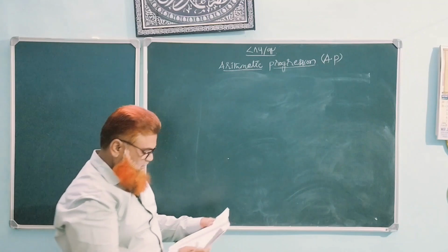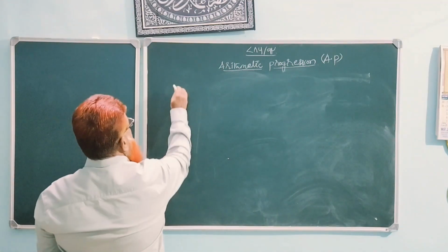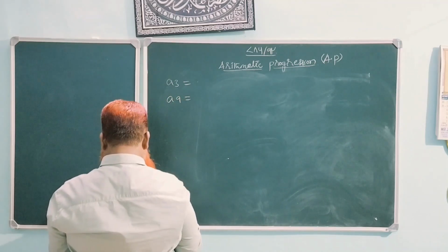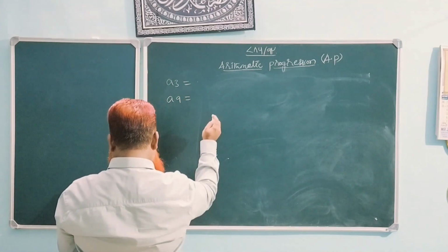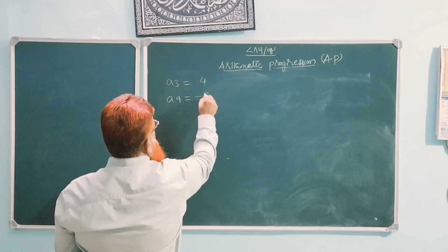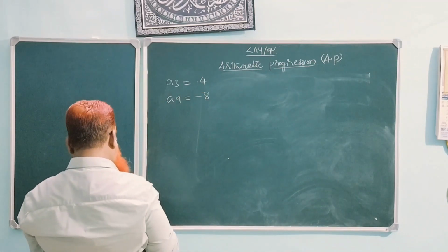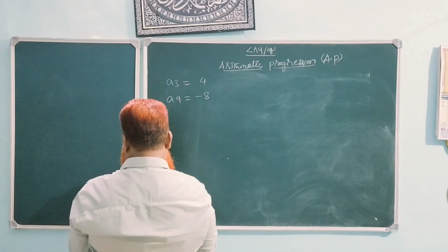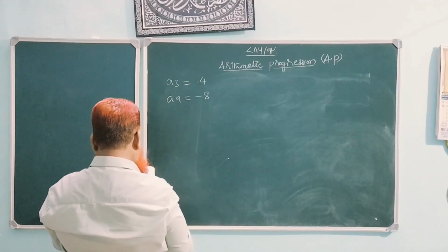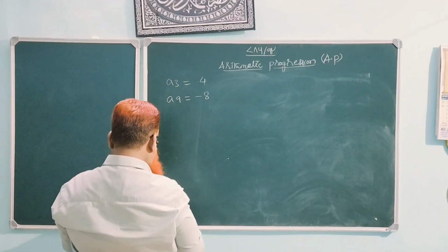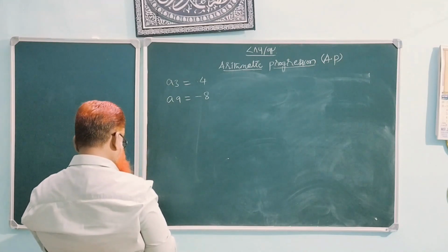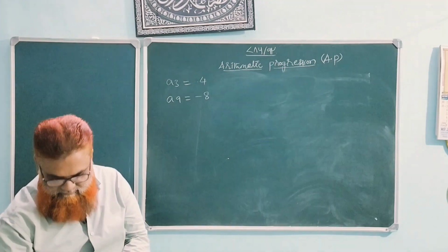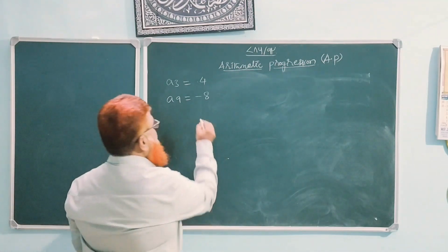The third and the ninth term of an AP are given as 4 and minus 8 respectively. The third term of an AP is 4 and the ninth term of the AP is minus 8 respectively. And you are asked to find which term of this AP is 0. Which term of this AP is 0? Alright. First you take this one.